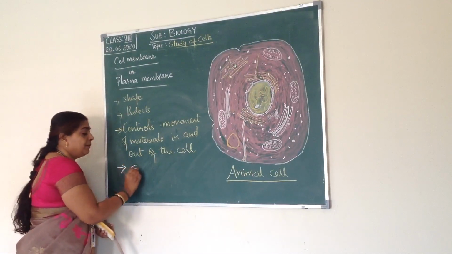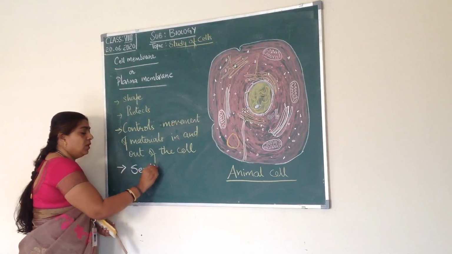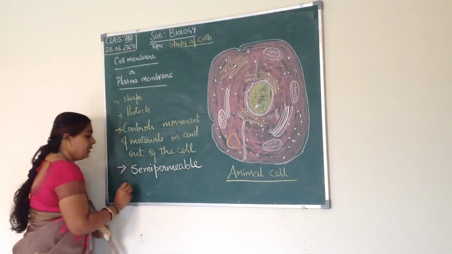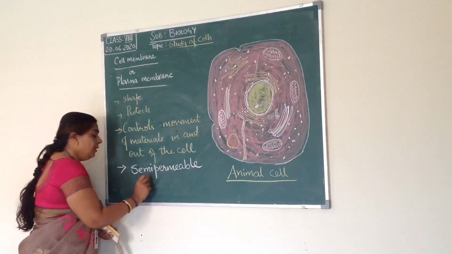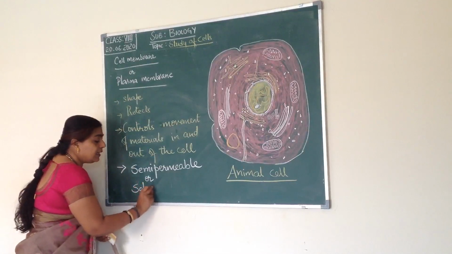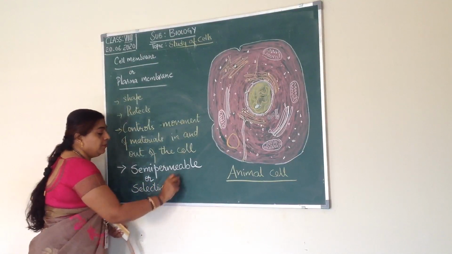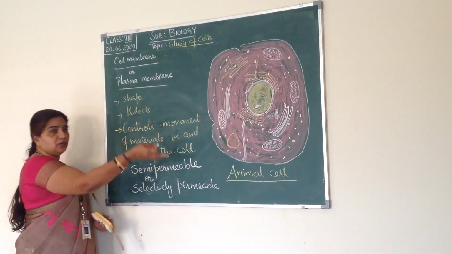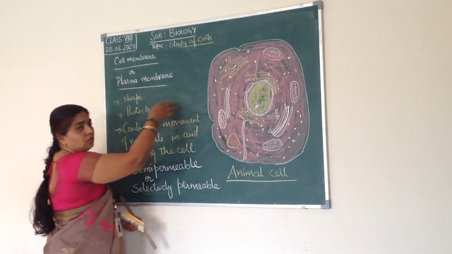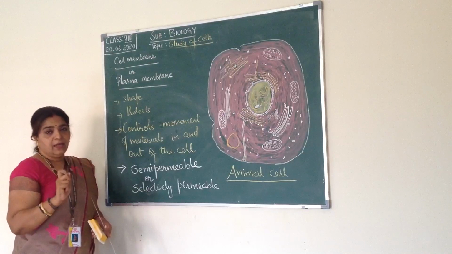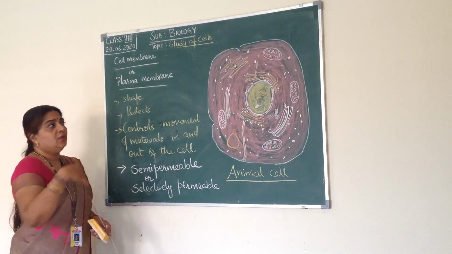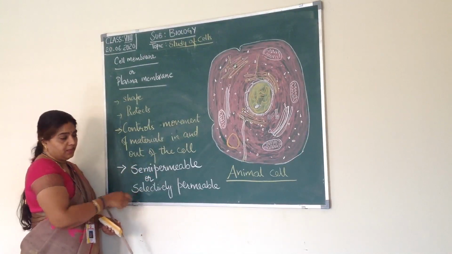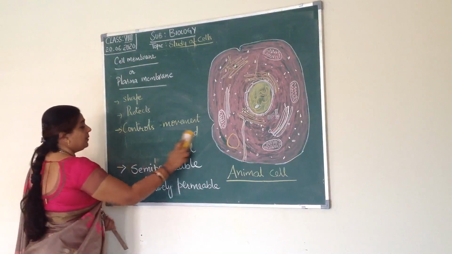So the cell membrane is also called a semi-permeable membrane or selectively permeable membrane. That means it won't allow anything to get inside and it will not allow anything to come out of the cell. It will select and give permission: you can go outside or you can come inside. That is why it is called a selectively permeable membrane or semi-permeable membrane.